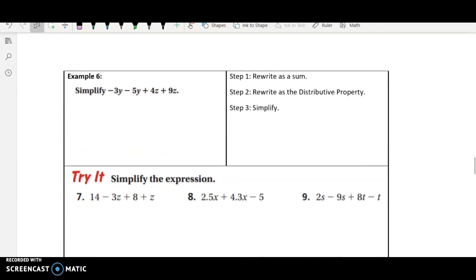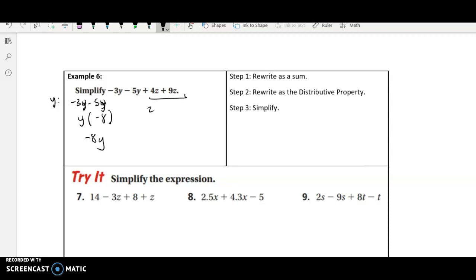I'm going to do everything with a y first. So negative 3y minus 5y. I get rid of my y's. Negative 3 minus 5. I'm already at negative 3, and I go deeper into the negatives. So I have negative 8. And so I have negative 8y.